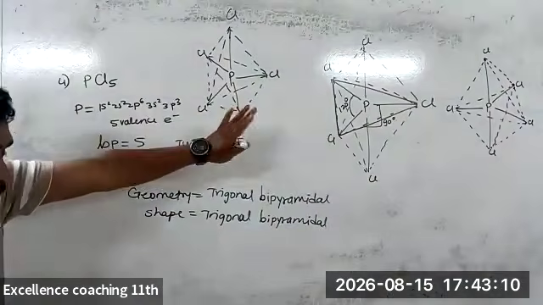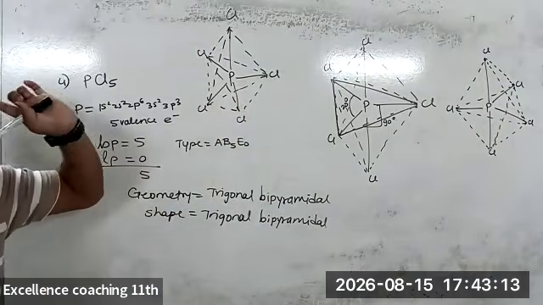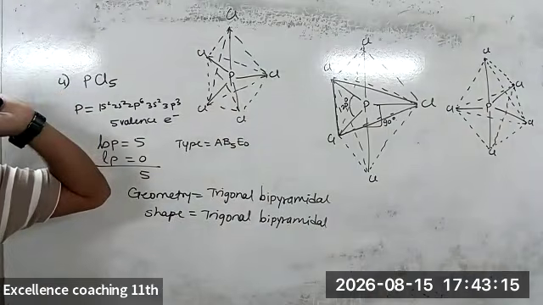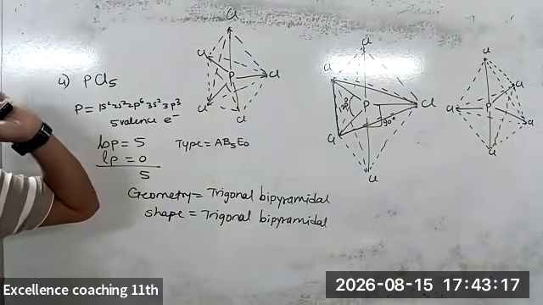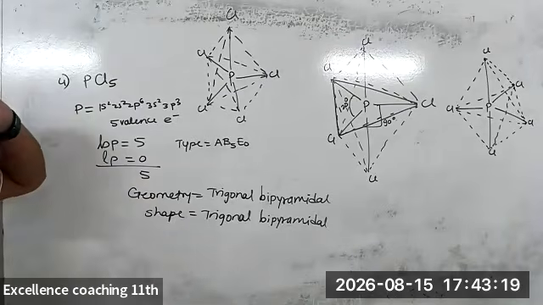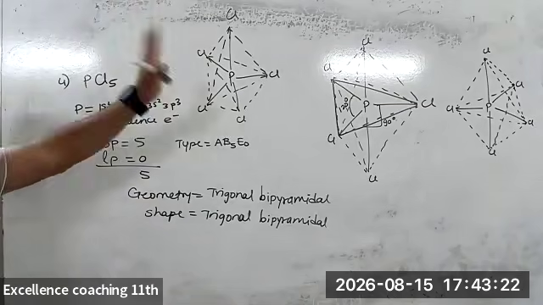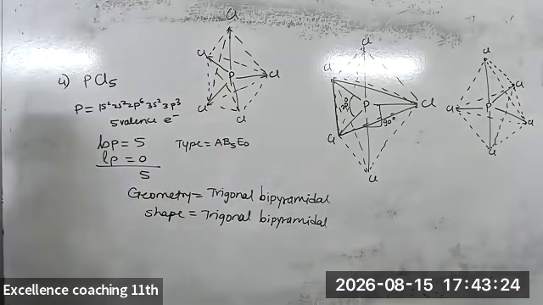See, now these are all bond pairs. Imagine lone pairs, then there will be a problem, because there will be repulsion. Many things will come into the picture. The shape will totally change. Geometry will remain the same, but the shape will vary.